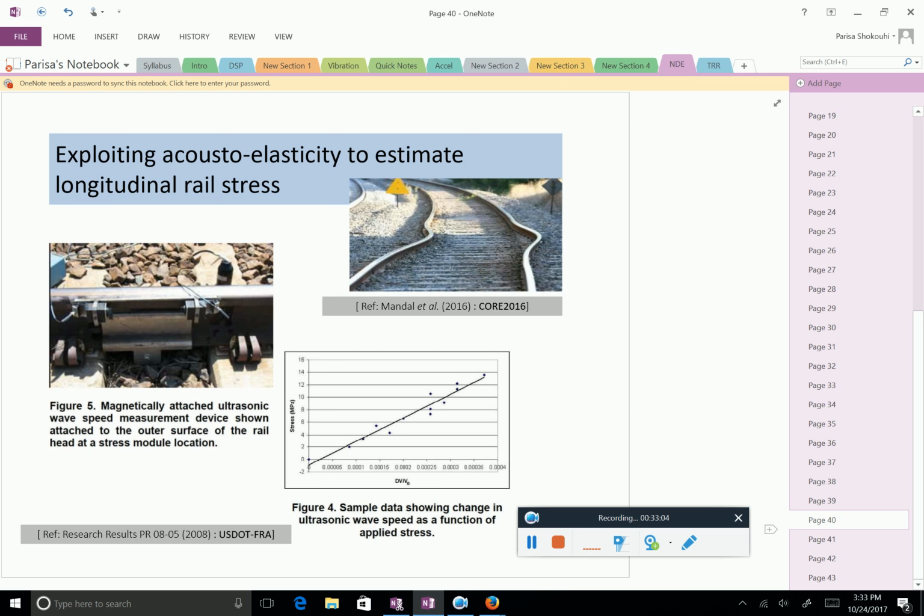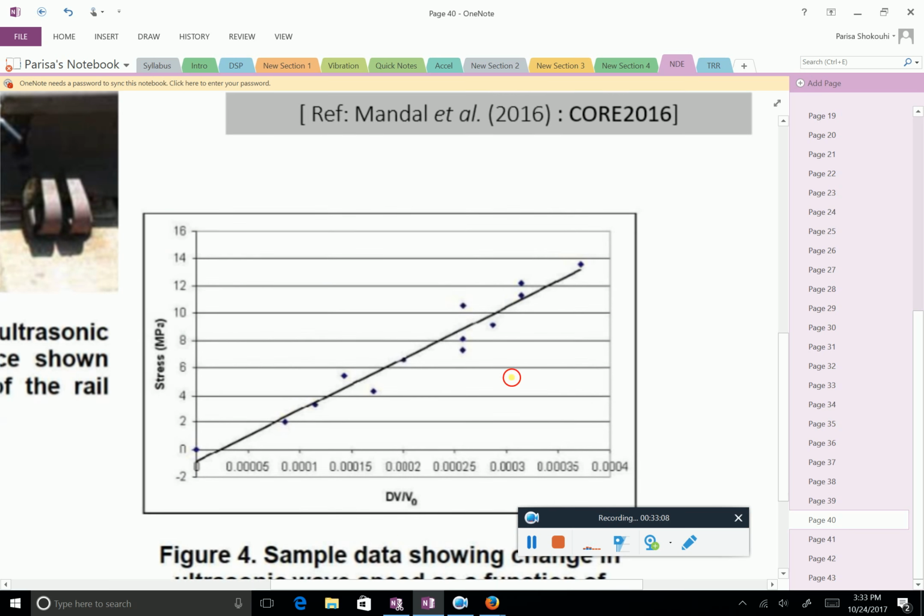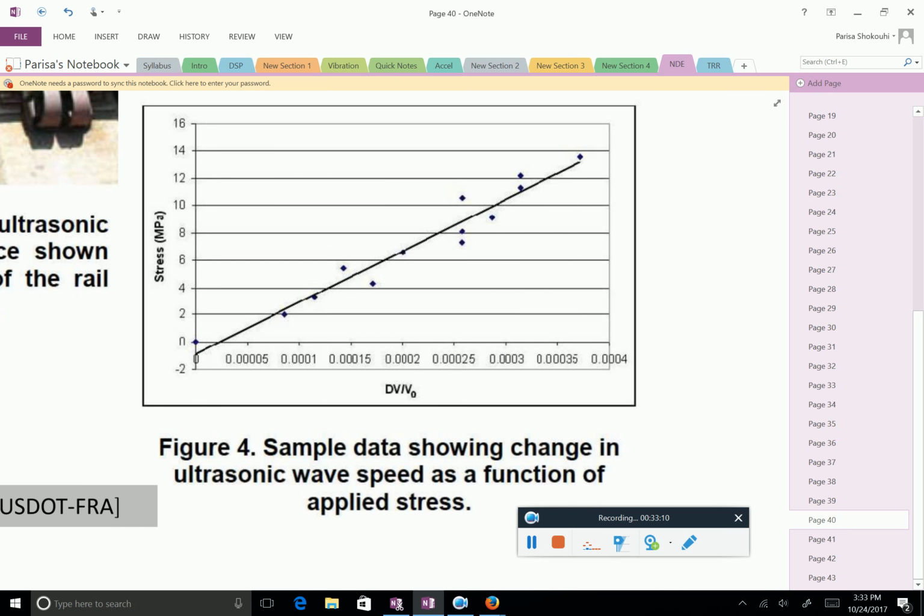So one method that people use or have developed is to measure ultrasonic wave velocity. So this is also real data. So you can see this linear relationship between delta V over V. This is uniaxial, so it's very nice. And you see as you increase the stress, delta V over V is increasing very linearly. But the values are small, so you are in the acoustoelastic regime.